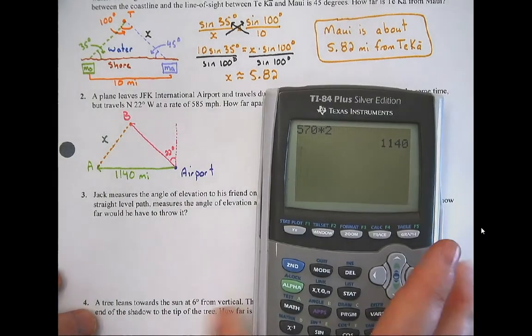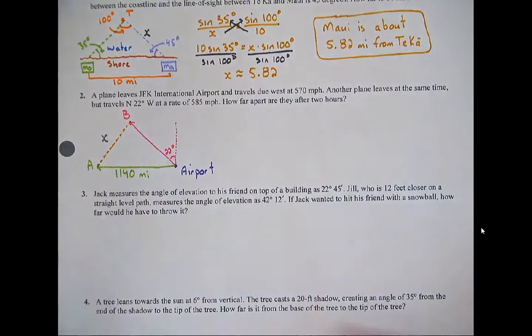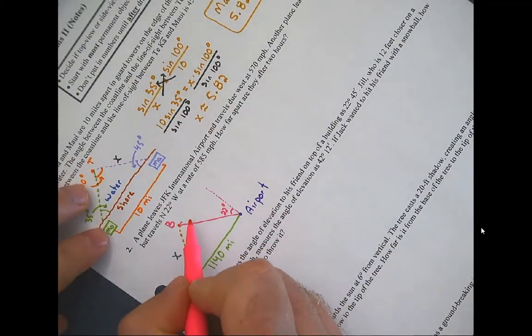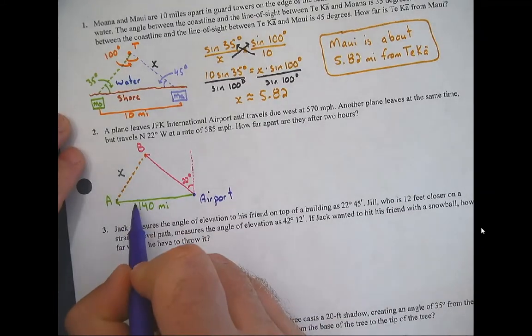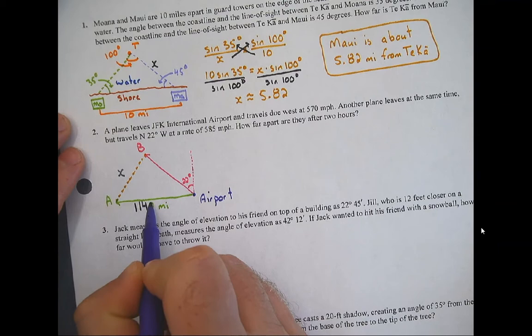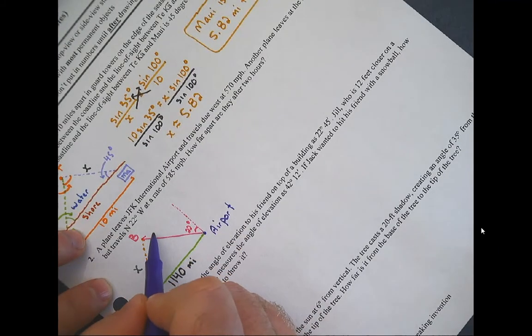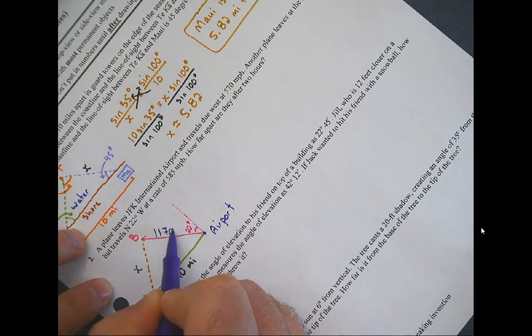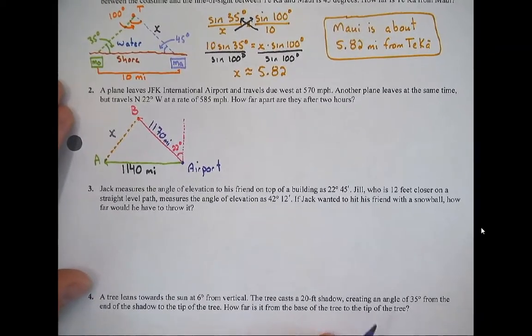My other plane is going at 585 miles per hour for 2 hours. So that goes a distance of, I wish I would use purple for both of these, this plane has gone 1,170 miles for its 2 hours.